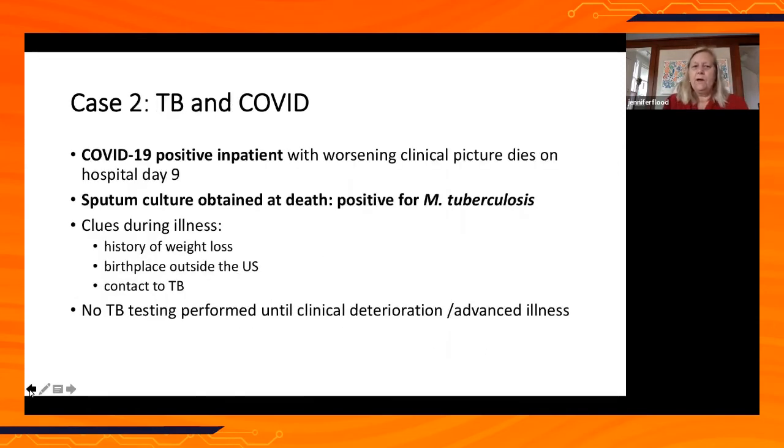Case 2, COVID-19 positive inpatient with a worsening clinical picture dies on hospital day 9. Sputum culture was obtained at death and was positive for M. tuberculosis. So this is a very unfortunate outcome that we'd like to avoid. And the clues during this patient's illness were 1, a history of weight loss, which is not typical for COVID. 2, this is a scenario in California, and the fact that she had a birthplace outside the US where TB was endemic should have been an important clue as well. And then finally, she had known contact, known exposure to TB if someone had pursued that history.